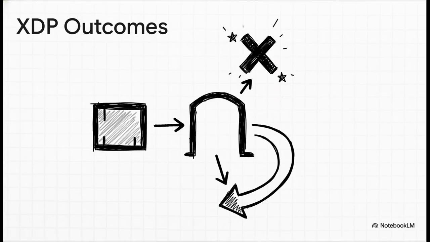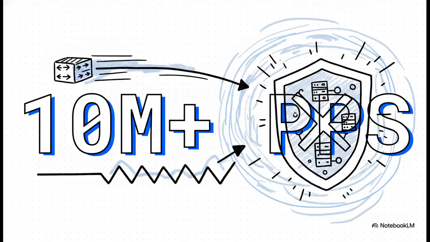Depending on the security rules written into the eBPF programs running at this specific hook, our packet is going to face one of three fates. It could hit an XDP_DROP command, which means malicious or unwanted traffic is just instantly trashed without wasting a single CPU cycle deeper in the system. It could hit XDP_PASS, giving it the green light to keep going, or it could get hit with XDP_REDIRECT, instantly bouncing it somewhere else.